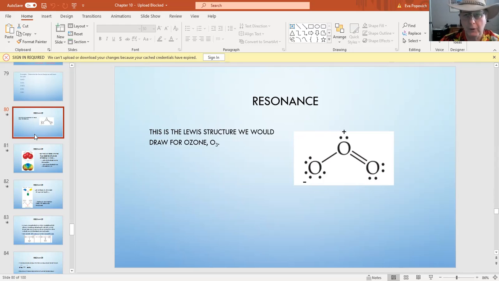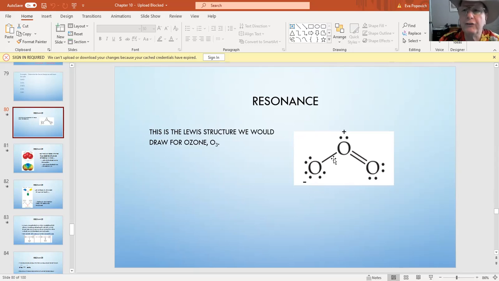If I draw ozone in Lewis dot, it looks something like this, correct? Is there any special reason I put the double bond on the right oxygen? Could that double bond be just as easily on the left oxygen? Is there anything that makes the right oxygen special? No, there's nothing special about it. I could just as easily make the double bond here.